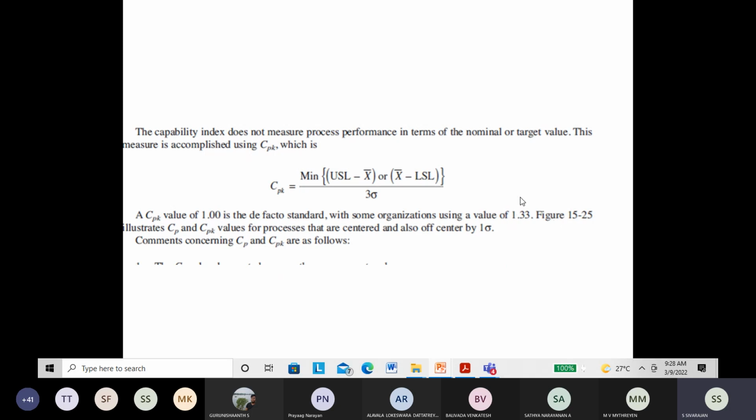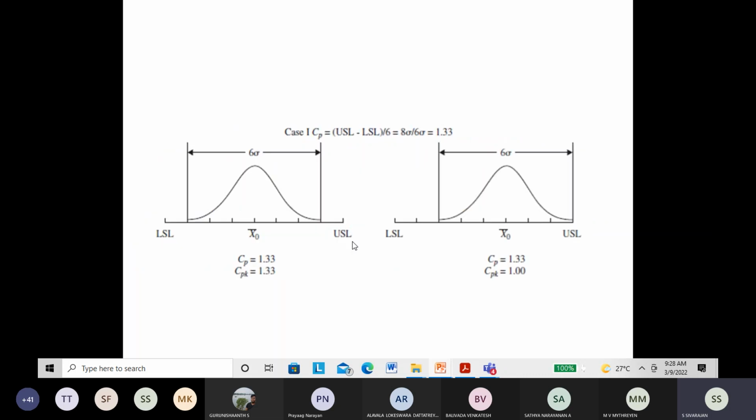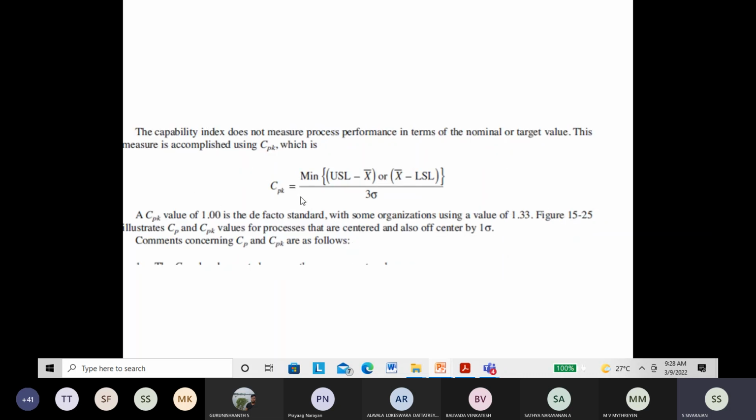Some organizations say 1.33. But the CP value should be more than 1. Here also 1. If it is less than 1, there is a problem. So here, how to find out CPK? Minimum of USL minus X bar or X bar minus LSL. Then you divide by 3 sigma, not 6 sigma.